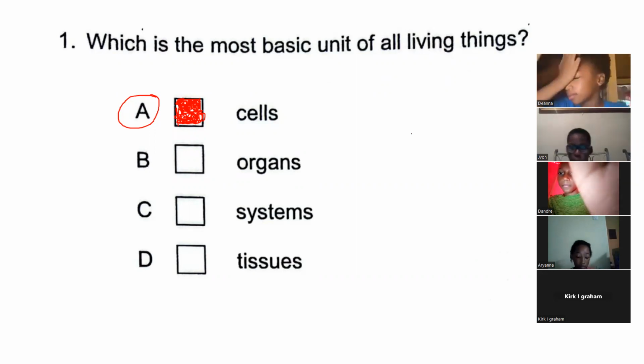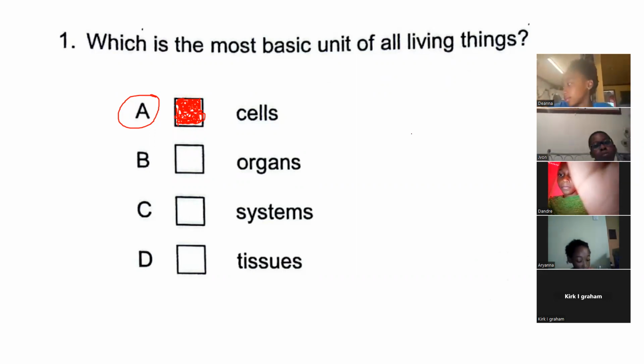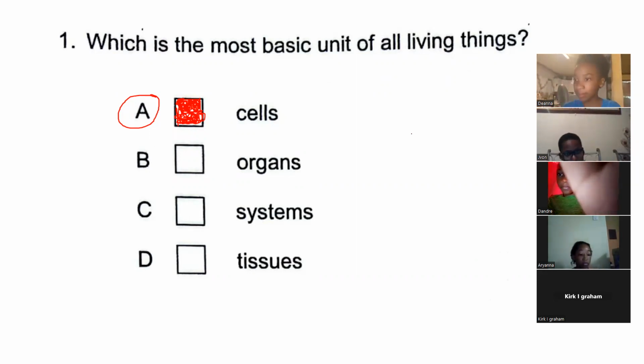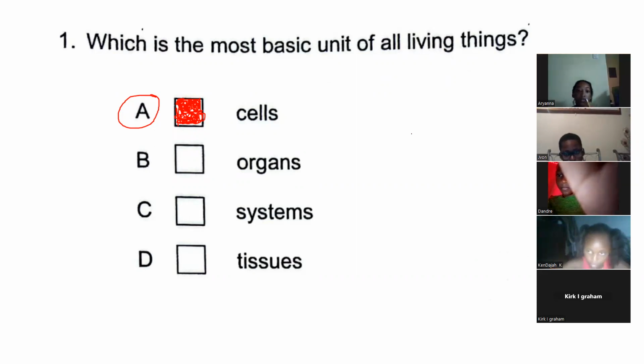So the first question is asking us, what is the most basic unit of all living things? And the answer is definitely cells. But I want to know, if we have groups of cells come together, what does that form? Anyone know? Is it organ? Yes, ma'am.